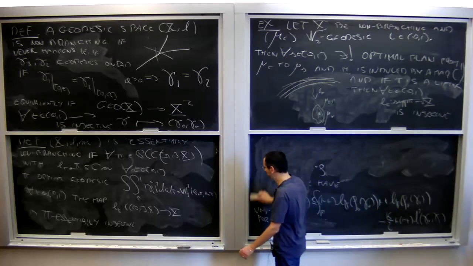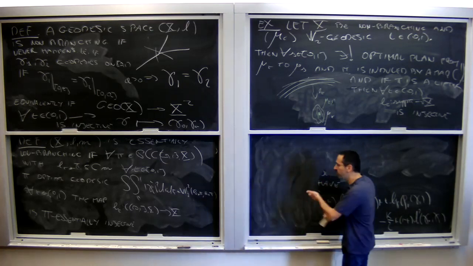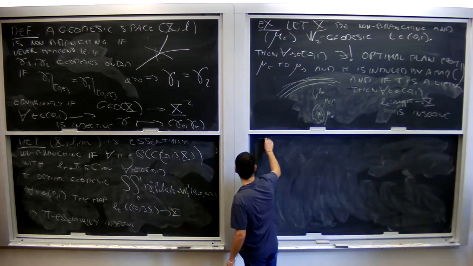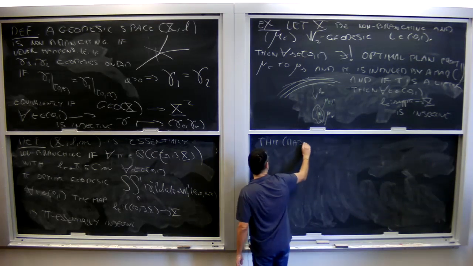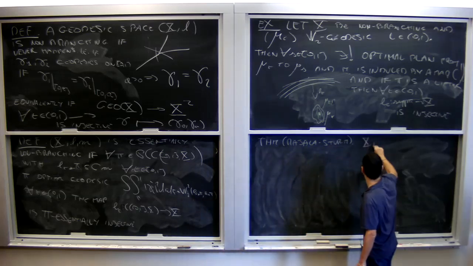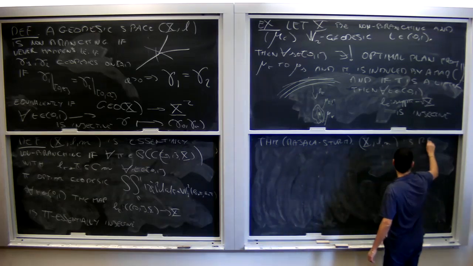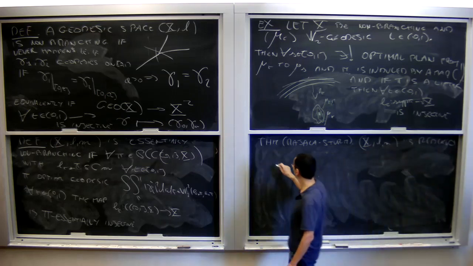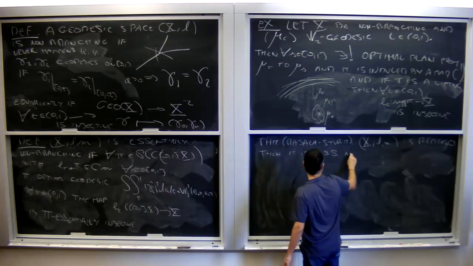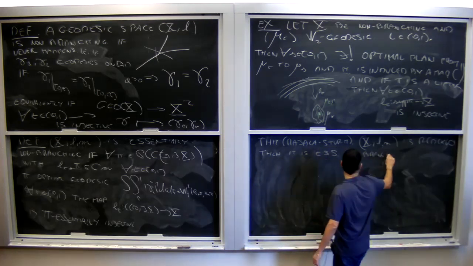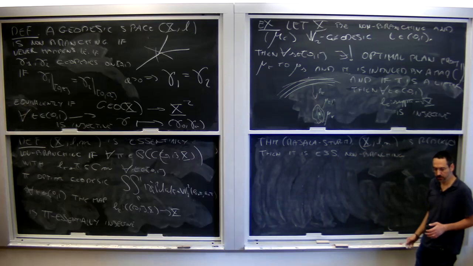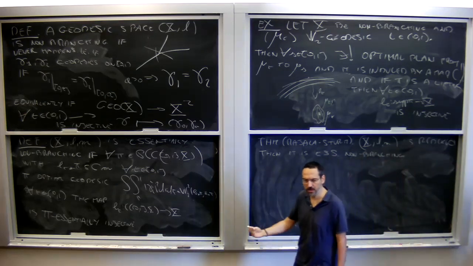Anyway, I will not give the proof of this theorem, of the theorem that I still have to state. And here it is. The theorem, which is a powerful result by Rajala and Sturm, says the following: if the space (X, d, m) is RCD(K, infinity), then it is essentially non-branching.